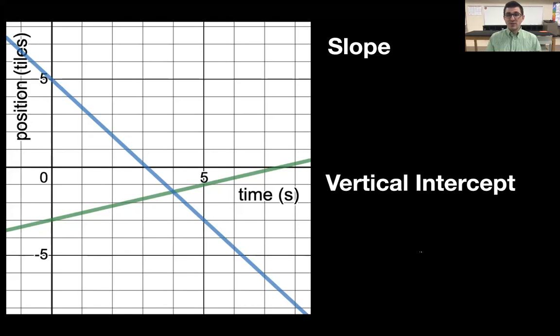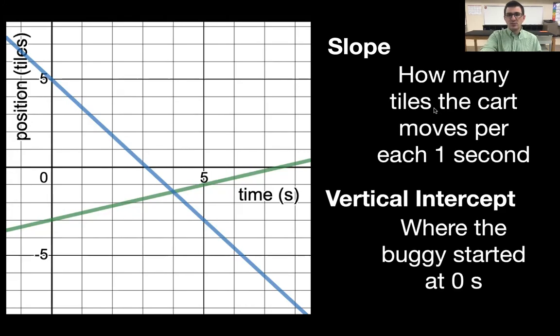In class, we talked about the meaning of the slope of these graphs and the meaning of the vertical intercept. Why are the slopes different? Why are the vertical intercepts different? We got to the answer that the slope was how many tiles the cart moves per each 1 second. So 1 second goes by, and the carts are covering a certain distance or experiencing a displacement every 1 second, because remember, slope is over 1.